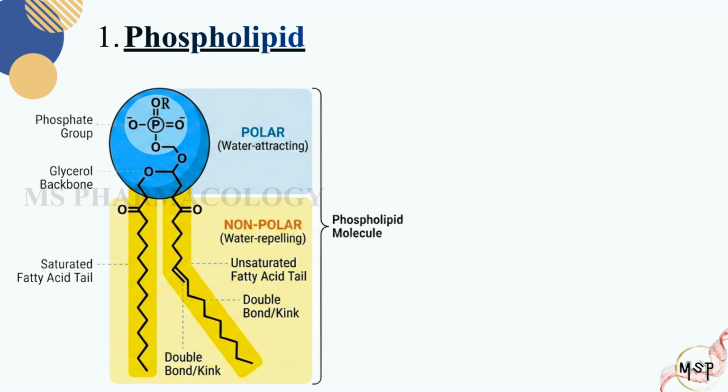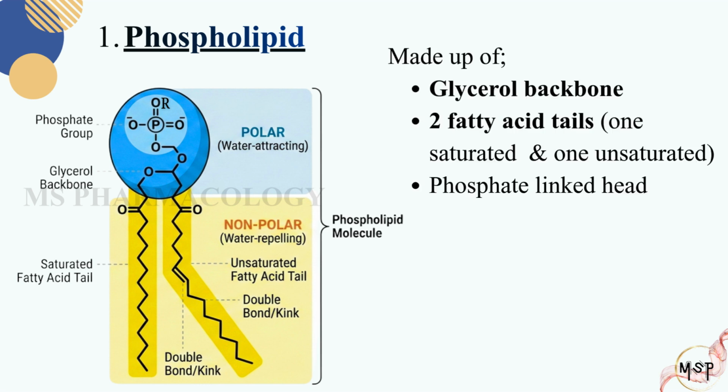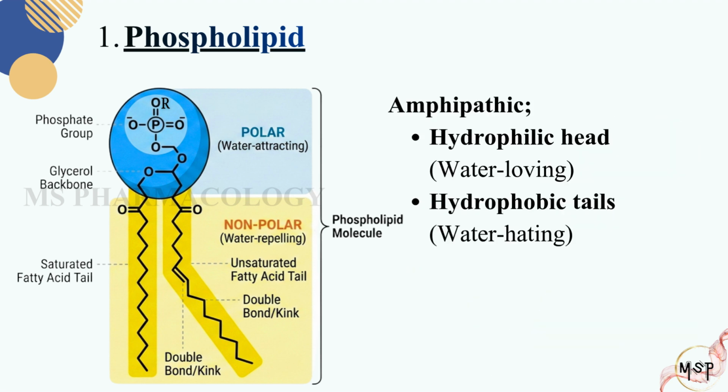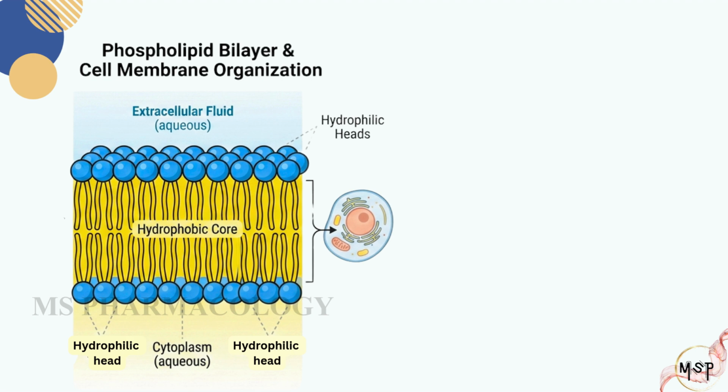Phospholipids. Each phospholipid is composed of a glycerol backbone, two fatty acid tails, one saturated and one unsaturated, and a phosphate-linked head group. What makes them special? They're amphipathic. They have both a water-loving, hydrophilic head and water-fearing, that is, hydrophobic tails. In water, these molecules form a bilayer called a phospholipid bilayer.